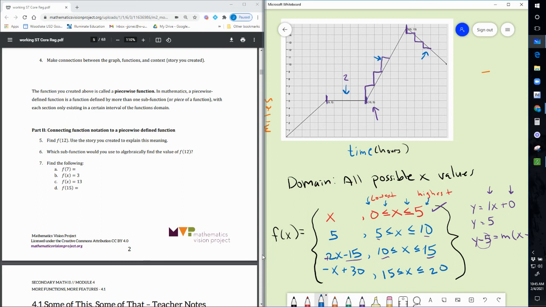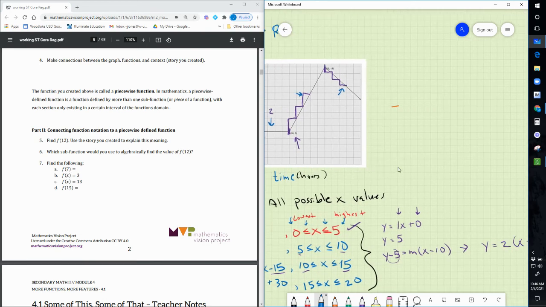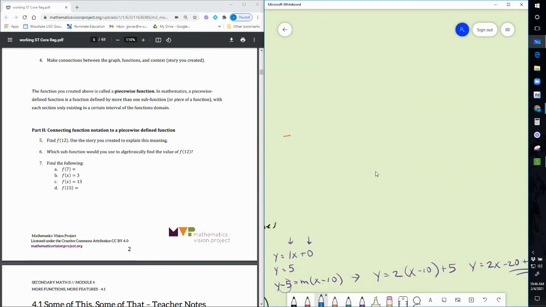All right, so let's do this. The function you created above is called a piecewise function, all right? So this could go in your vocab. Piecewise function, you can see it written there on the left. In mathematics, a piecewise defined function is a function defined by more than one subfunction or piece of a function, with each section only existing in a certain interval of the function's domain. So we saw that we had 4 equations, and those 4 equations only were happening at a certain time. Once you move to a different x value, all of a sudden we were looking at a different equation.